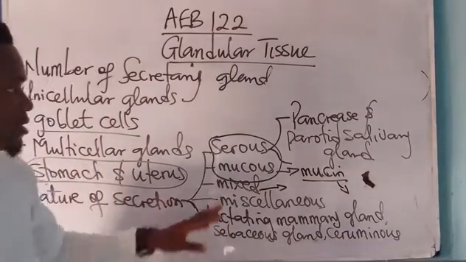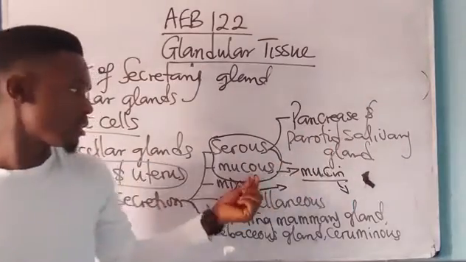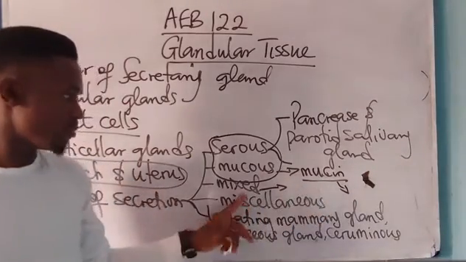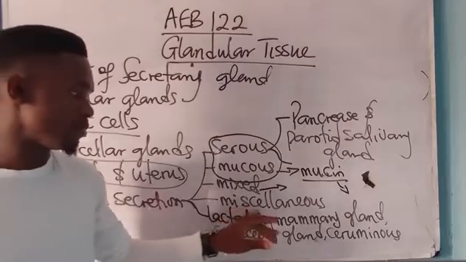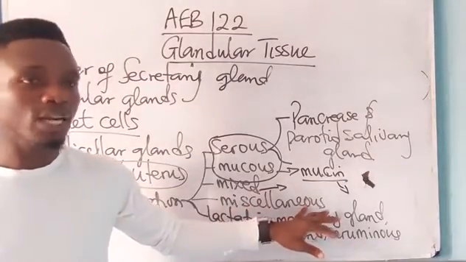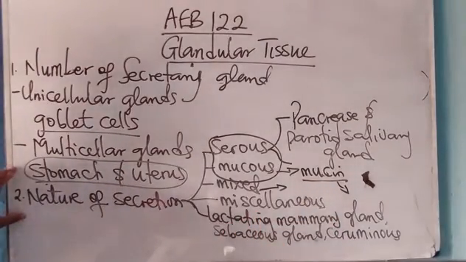So please, examples of serous glands are the pancreas and the parotid salivary gland. Mucous gland is the one found in the stomach, and it produces mucin. Mixed gland is made up of serous gland and mucous gland. Miscellaneous glands are glands that produce secretions different from every other gland. Examples are what you have here. Now this is the number 2 criterion, okay?